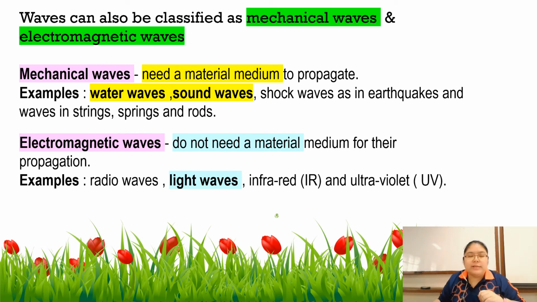Now we're going to see some examples of waves. Waves can be classified as mechanical waves and electromagnetic waves. We have two types. Mechanical waves need a medium to travel, or propagate. Propagate means travel. Examples are water waves, sound waves, shock waves such as earthquakes, and waves in a spring and a rod. These are all mechanical waves because they need a medium to travel.